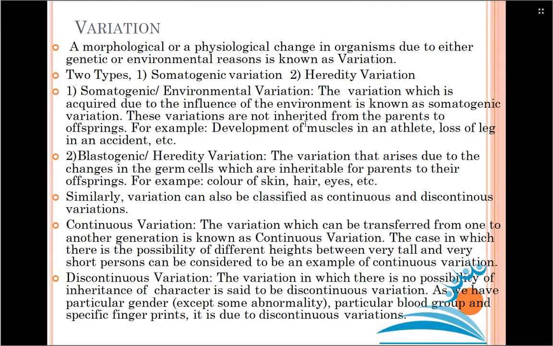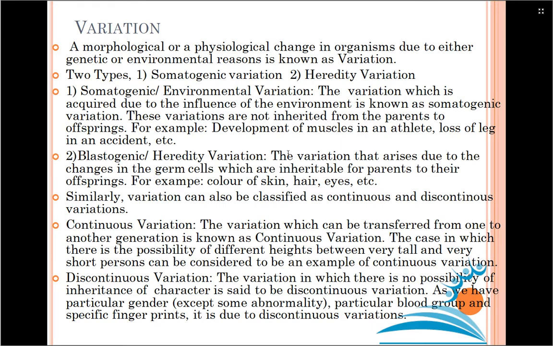For example, development of muscles in an athlete. When an athlete goes for practice, then he or she develops muscles. That is acquired because it is not obtained from the parents. Like loss of a leg in an accident. If a person faces an accident, then he or she will lose a leg. It is also a change, it is also variation, but that is caused due to the environment or surroundings. Such variation is called somatogenic or environmental variation, and these variations are not going to transfer from one generation to another.